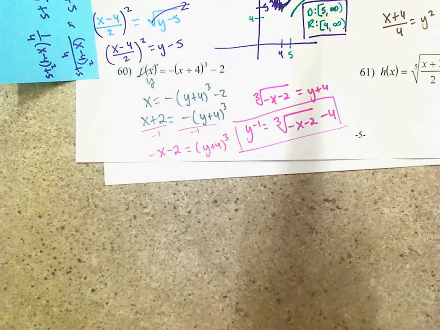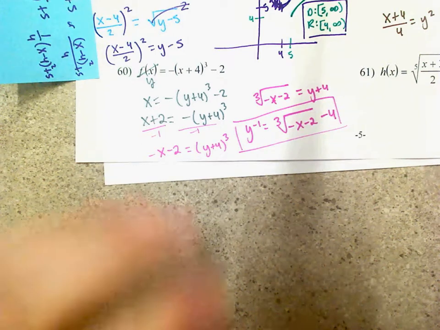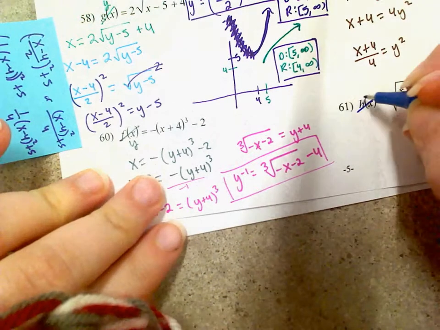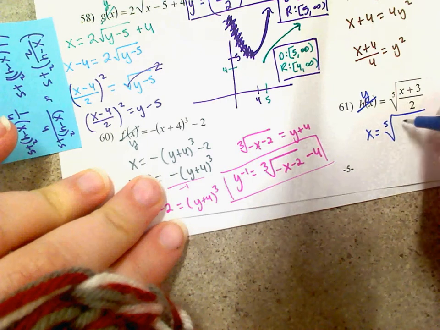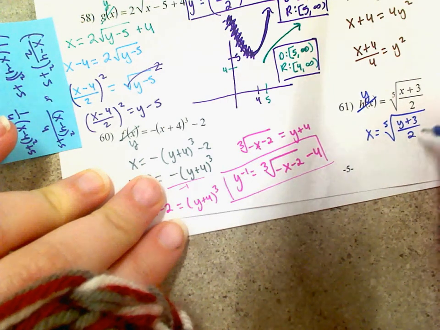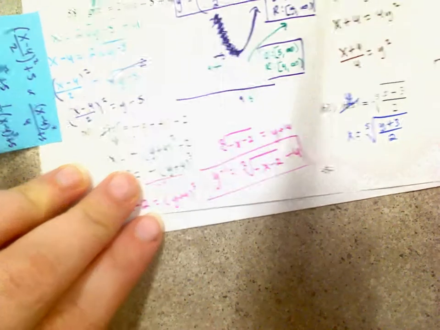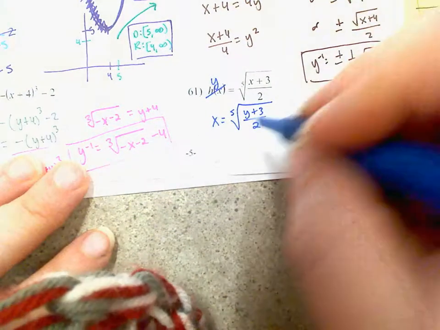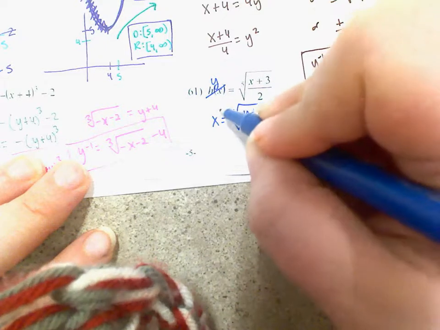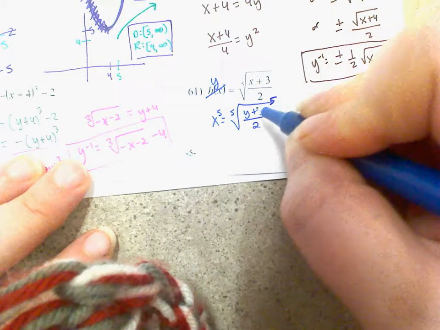This is a y, so we've got x equals the 5th root of y plus 3 divided by 2. And just start undoing all the operations. So the first thing you want to undo is the power of the 5th root, so we raise it to the 5th power. So if you raise both sides to the 5th power, they cancel each other out. We're left with x to the 5th equals y plus 3 divided by 2.